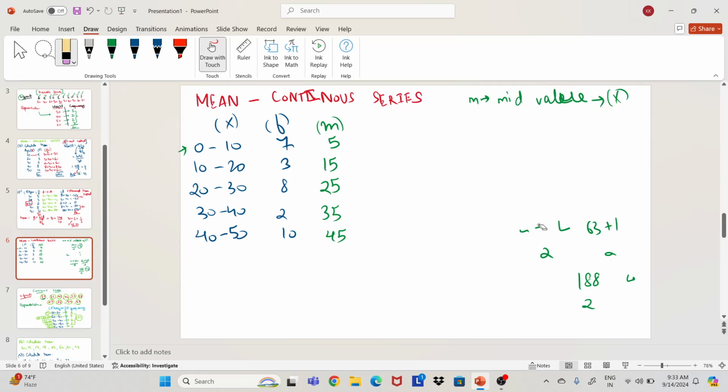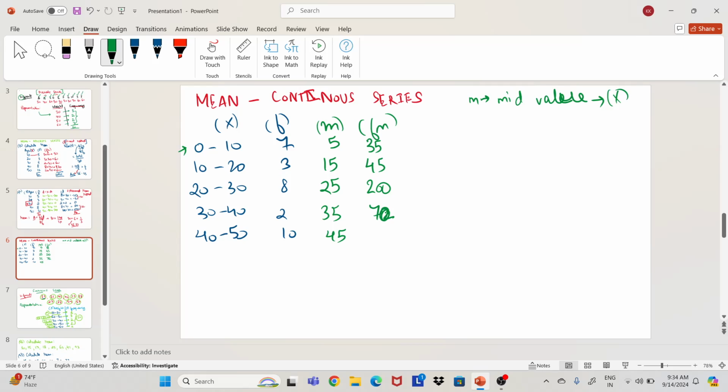So this was the calculation of mid value. Now let's proceed. Let me erase this. We have calculated the mid value. Now we'll make one more column, that is fm. fm is nothing but the multiplication of frequency and the mid value. That is 7 into 5, 35; 3 into 15, 45; 25 into 8, 200; 35 into 2, 70; and 45 into 10, that is 450.